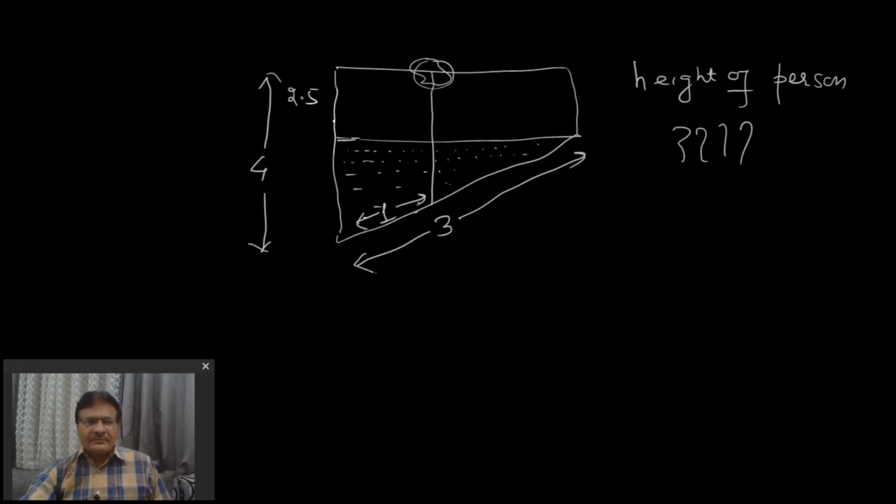This is 2.5. Do you agree with that? This I don't know. Suppose this is h. This complete is 3 and this one is 1, so the remaining part is 2. Do you agree with that? Next, this complete is 4 and this one is 2.5, so can I say the remaining one is 1.5? Is that clear? Now this angle is 90 degrees. This angle is 90 degrees.